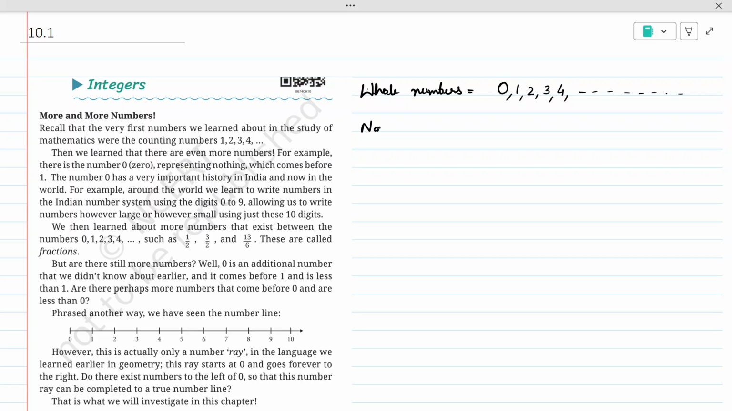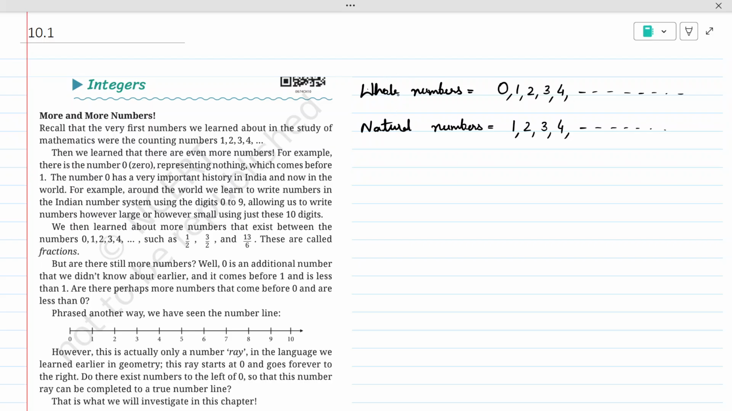Now the next type of numbers we already know are natural numbers. And what are natural numbers? They are the numbers which start with 1. 1, 2, 3, 4 and so on.